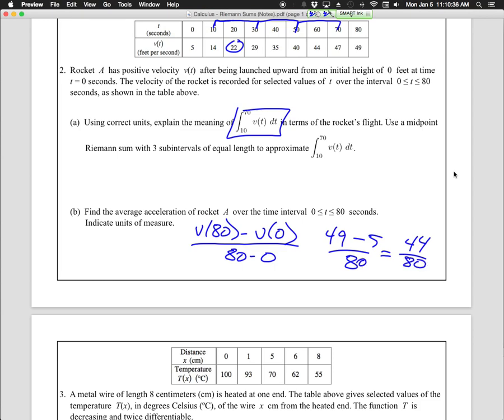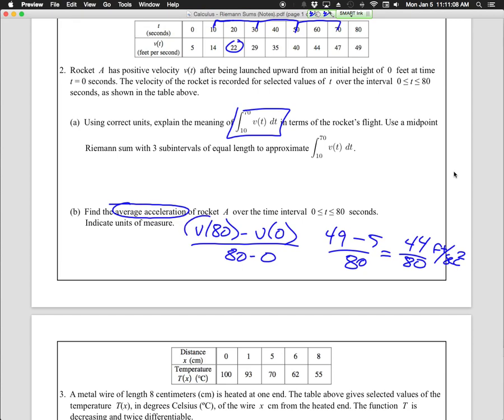Now it says indicate units of measure. So what would my units of measure be for 44 over 80? Feet per second squared. Why, Brock? Because it's now acceleration. Average acceleration. What's the units for acceleration? It's got to be something over a time squared. So that's why it had to be feet per second squared.